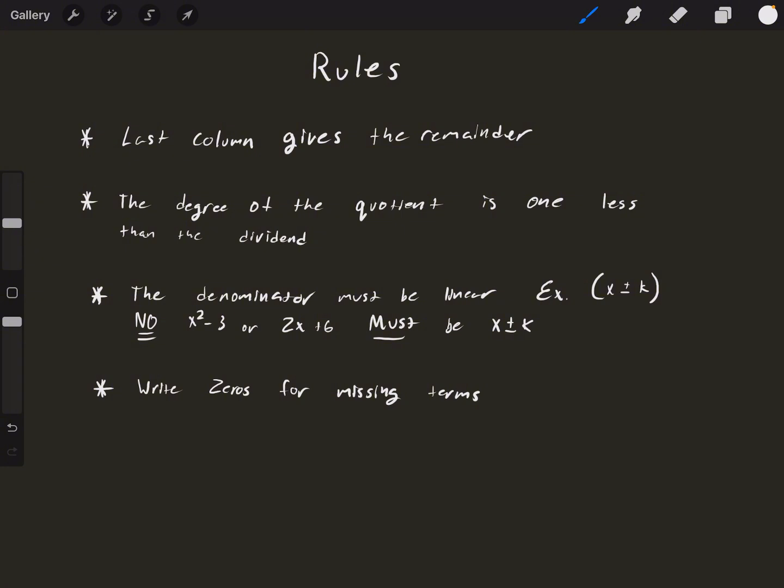Okay, a few rules to remember for synthetic division. So the last column gives a remainder. The degree of the quotient is 1 less than the dividend. So this means our answer, the first term, is going to be to the power 1 less than our original numerator.